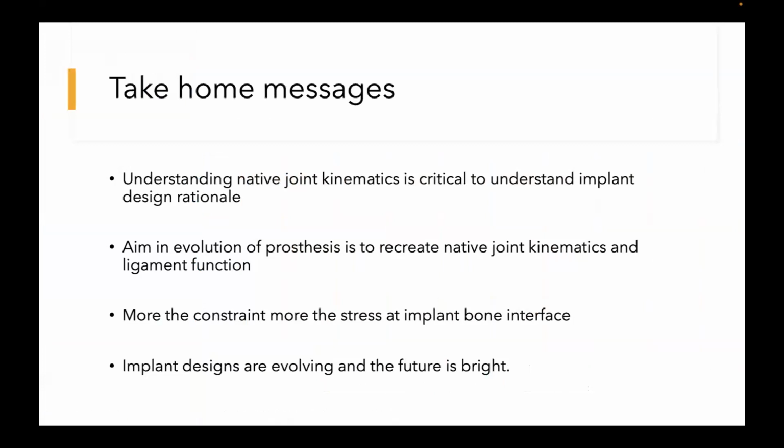So the take-home messages from my talk is that understanding native joint kinematics is critical to understand implant design rationale. The aim in evolution of prostheses is to recreate native joint kinematics and ligament function. The more the constraint, the more is the stress at the implant bone interface. And implant designs are evolving and the future is looking bright. Thank you.